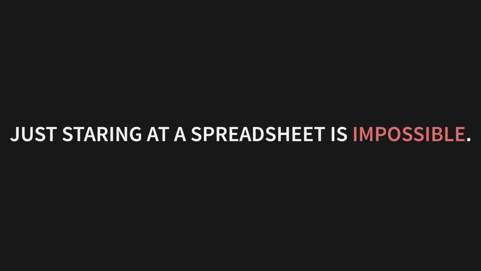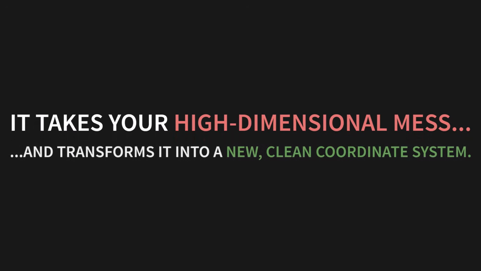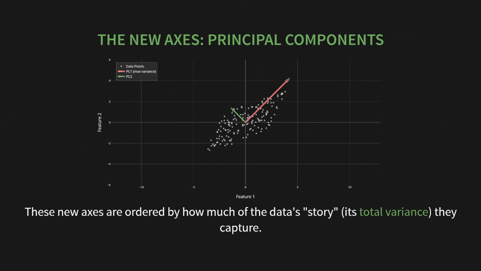Just staring at a spreadsheet is impossible. It's just a wall of numbers. This is the exact problem principal component analysis was built to solve. It takes your high-dimensional mess and transforms it into a new, clean coordinate system. The new axes of this system are called principal components. Now here's the key. These new axes are ordered by how much of the data's story, its total variance, they actually capture. Now we go straight to the core engine.